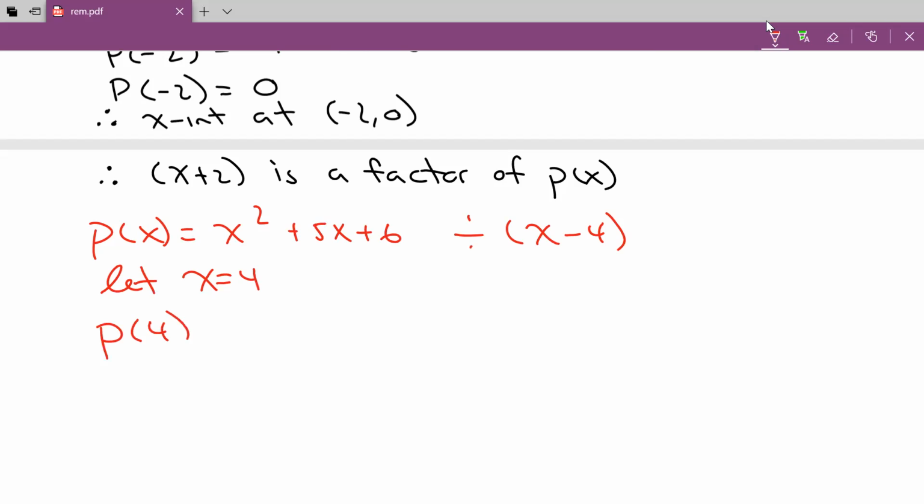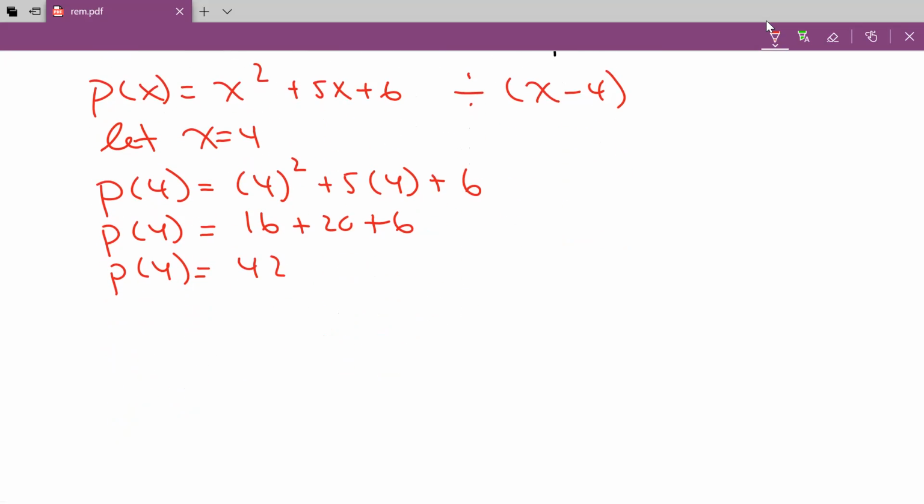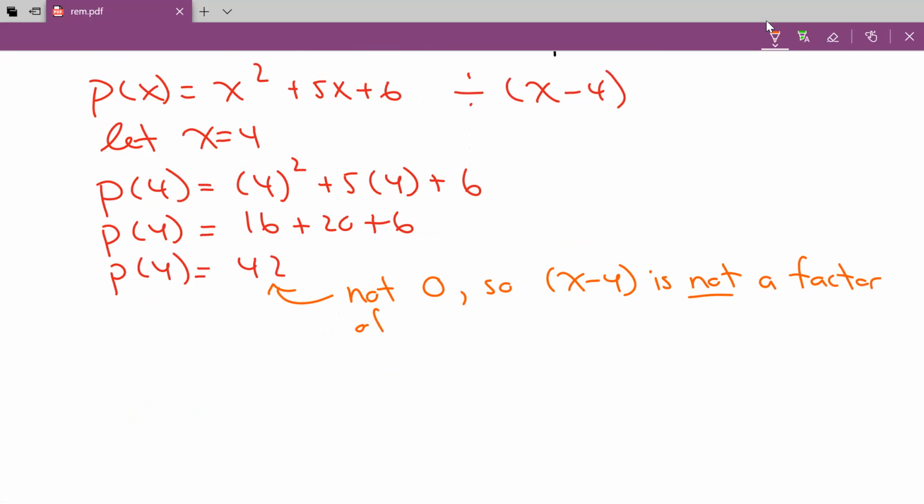So p at 4 is equal to 4 squared plus 5 times 4 plus 6. P at 4 is equal to 16 plus 20 plus 6. P at 4 is equal to, what is that, 42. So this is not 0, right? 42 is clearly not 0. It's not 0. So x minus 4 is not a factor of p at x.